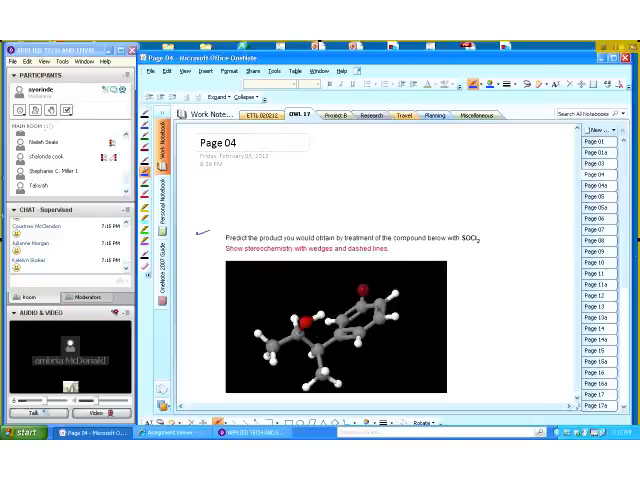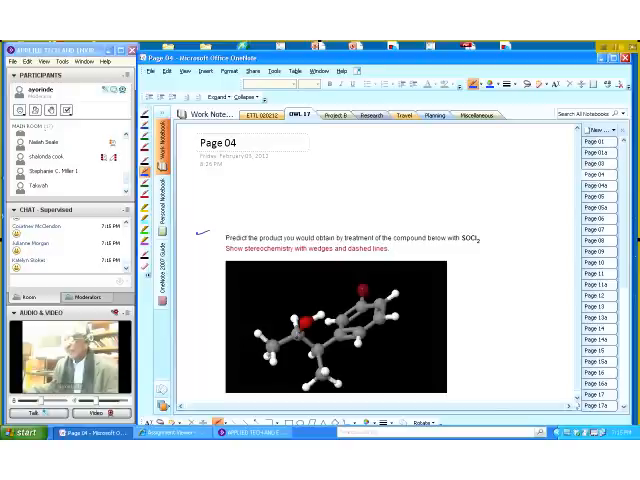Predict the product you would obtain by treatment of the compound below with SOCl2. Okay, very good. What they want us to do here is to give the product of the reaction between this secondary alcohol and thionyl chloride, this here. Folks, if I ask you, what does thionyl chloride do with a secondary or primary alcohol? What does it do? Anybody has an idea?